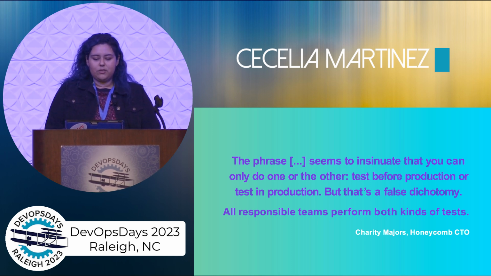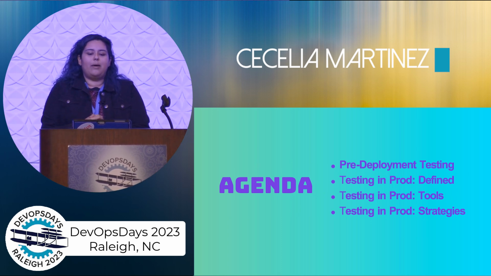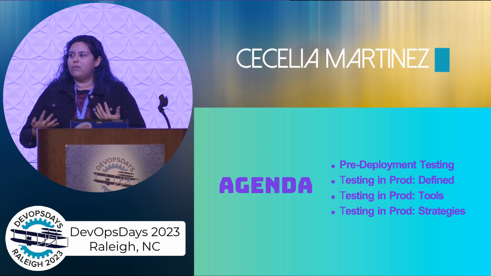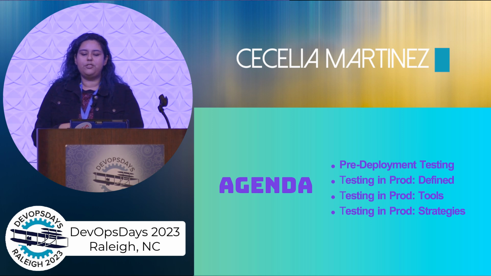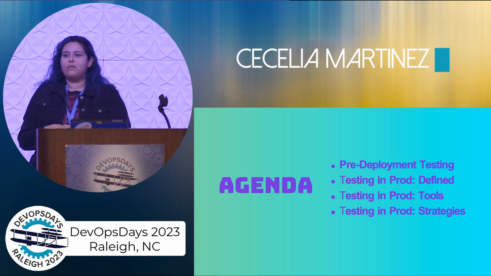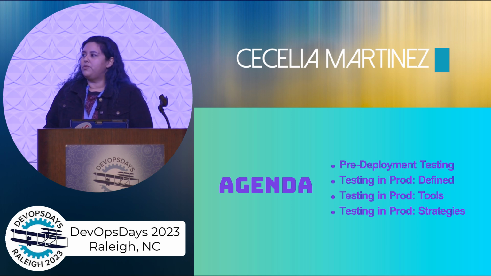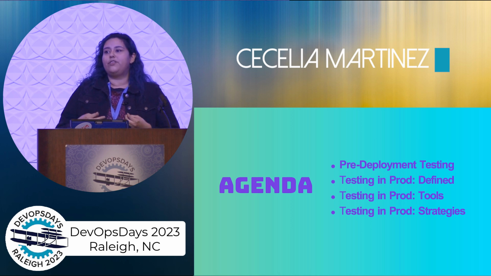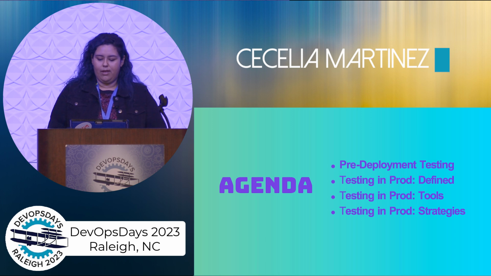So to help answer some of these questions, these are the things that I'm going to talk about today. I'm going to talk a little bit about pre-deployment testing in order to highlight some of the principles that you should be thinking about as you're developing your testing and production strategy. I'm also going to talk about some definitions around testing in production, talk about some of the tools that are available to help you do this, as well as some of the strategies and specific use cases that you may have for testing in production.